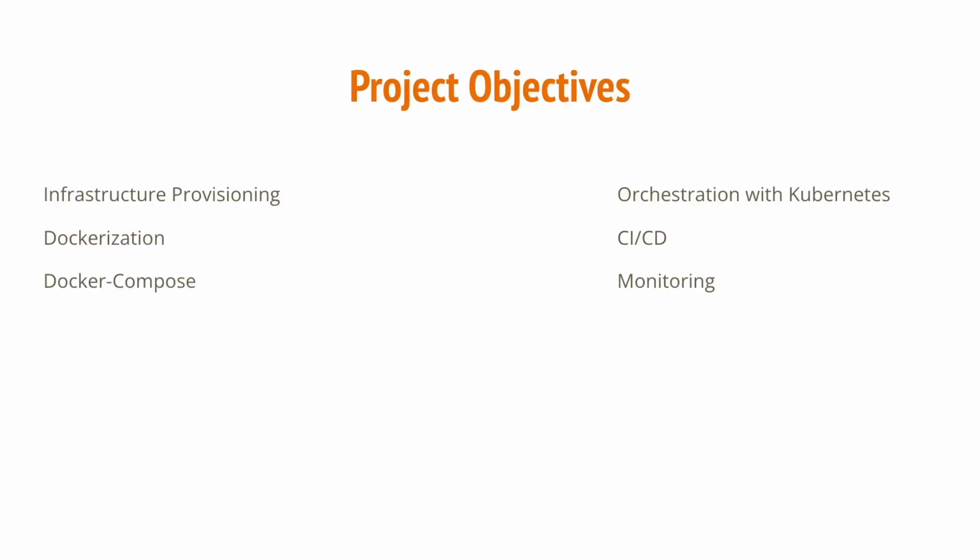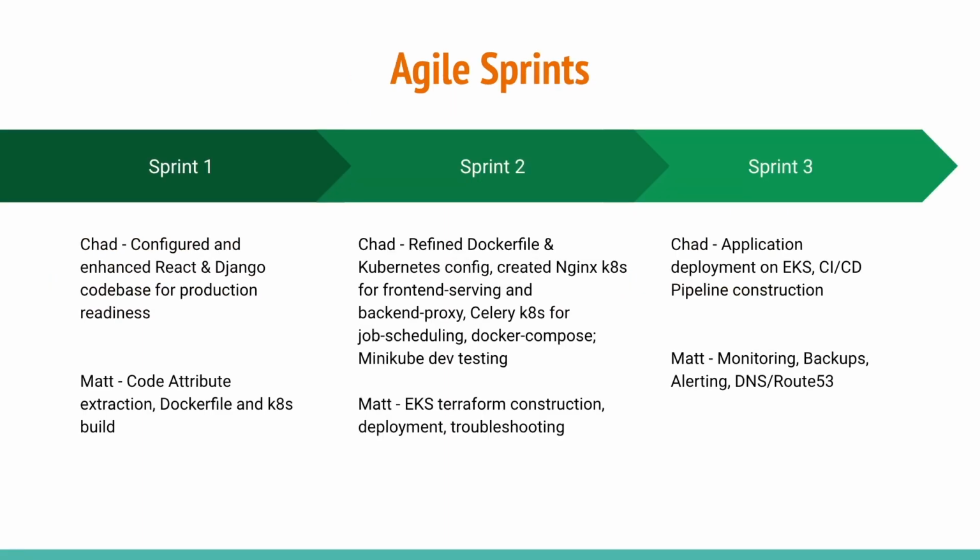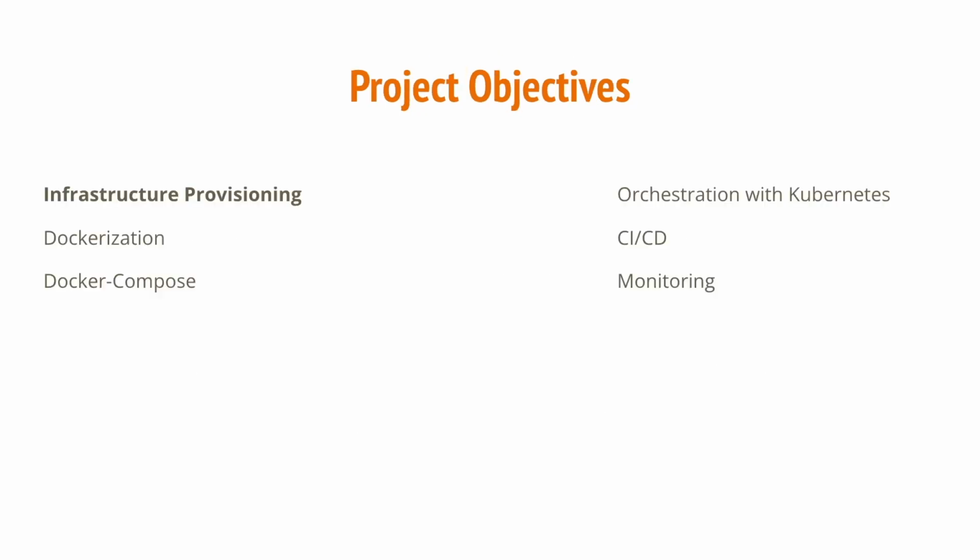As a two-person team with numerous project objectives to accomplish, we decided to use agile sprints to manage the workload, with Chad focused on configuration and Matt focused on provisioning. Now Matt is going to review the cloud architecture diagram and infrastructure as code.